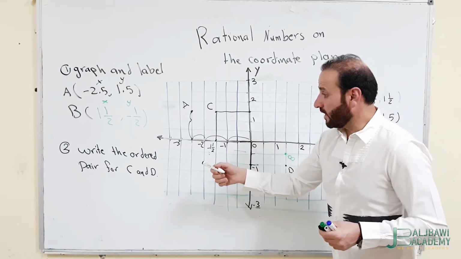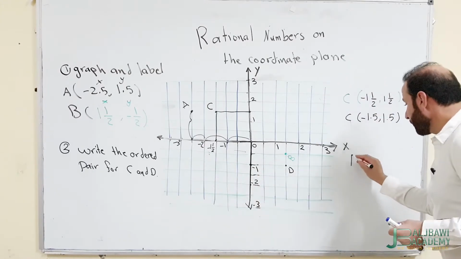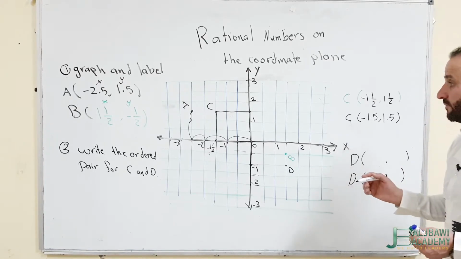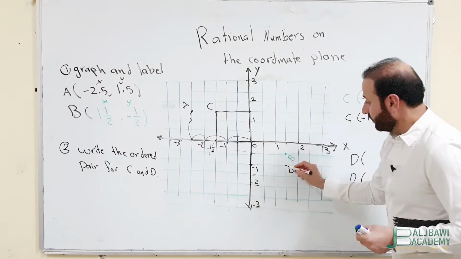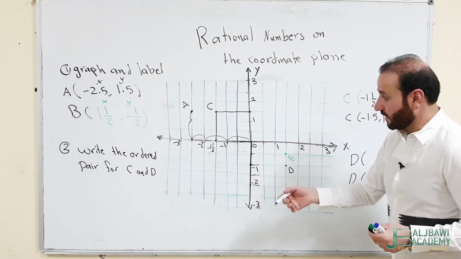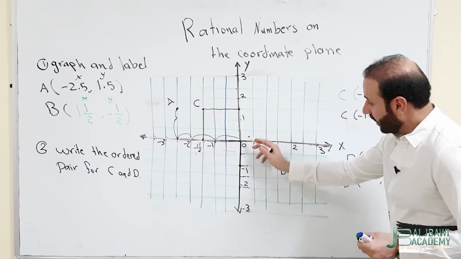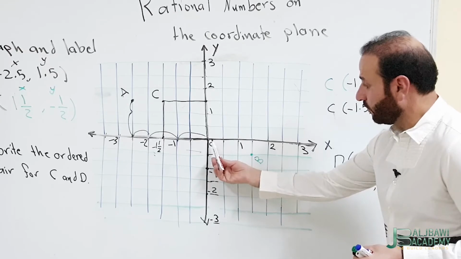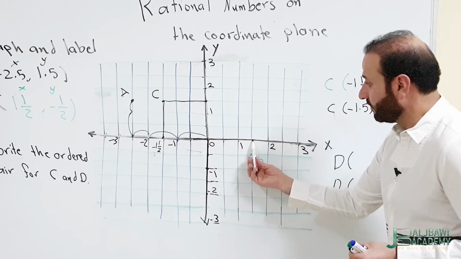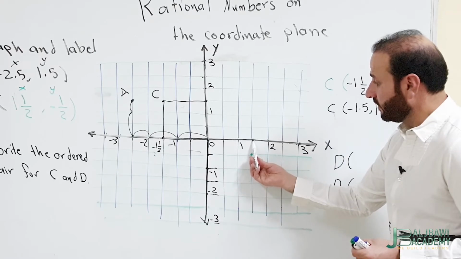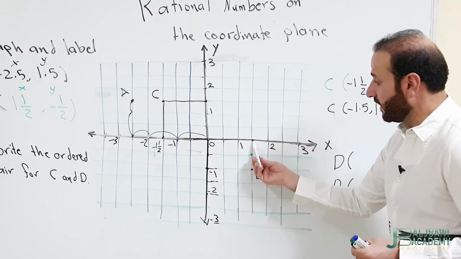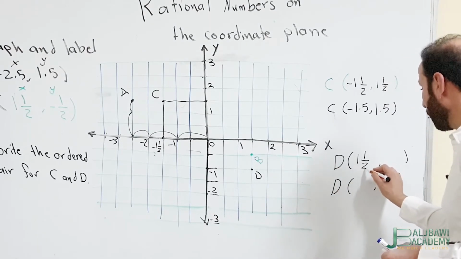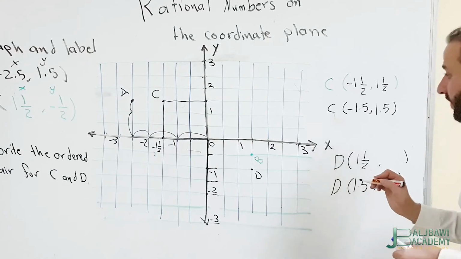Now, as for the point D, I will write it in two forms, fraction and decimal. Here D. So you can choose another way now. From the 0, how many units do I go to the right to reach D? Here 1 unit and half, between 1 and 2. So the x coordinate is positive 1 1/2, or I can write 1.5 as a decimal.